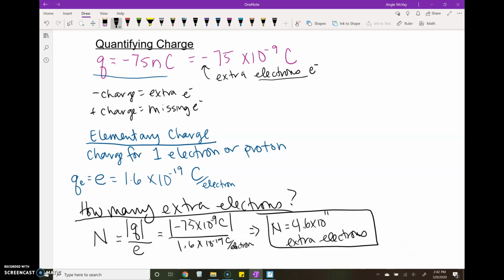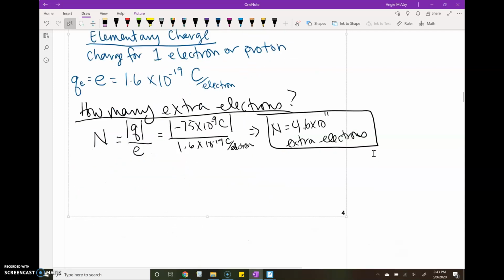If we knew the number of extra electrons, we could multiply by the elementary charge to get the charge associated with that pile of extra electrons as well. We could go in that direction. Okay, so that's one of the skills that you need to know how to do. Given a charge or a number of electrons, can you figure out the missing piece?